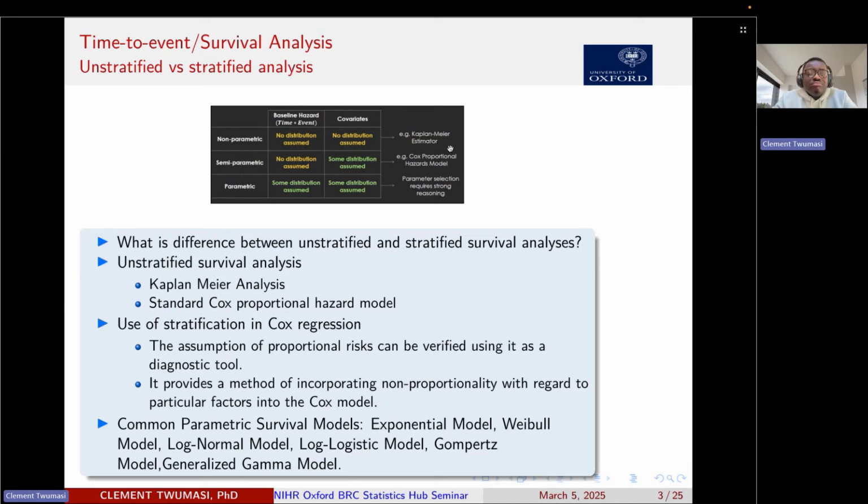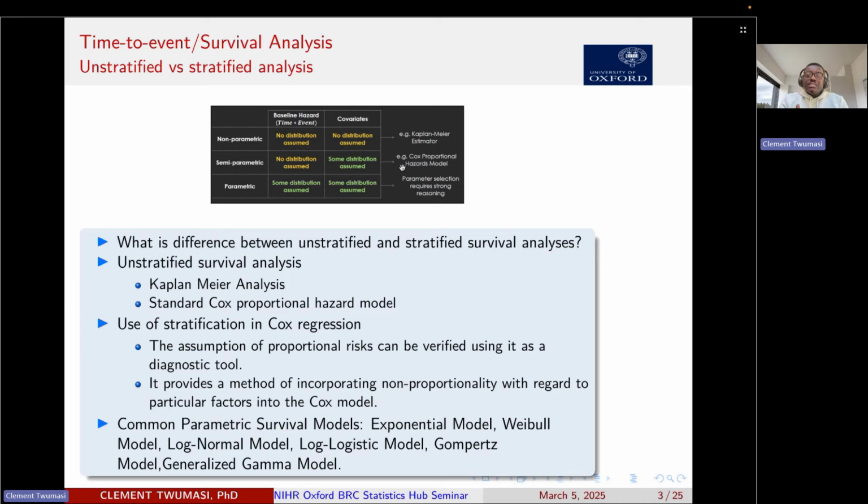There are basically three broad methods: the non-parametric version, the semi-parametric, and the parametric version. The non-parametric and the semi-parametric versions are more relaxed in terms of certain parametric assumptions about the outcome. Specifically, the Kaplan-Meier doesn't make any assumptions about the covariate or even about the outcome itself. And then the Cox proportional hazard model, which is a form of regression, whereas the Kaplan-Meier looks at only one covariate at a time.